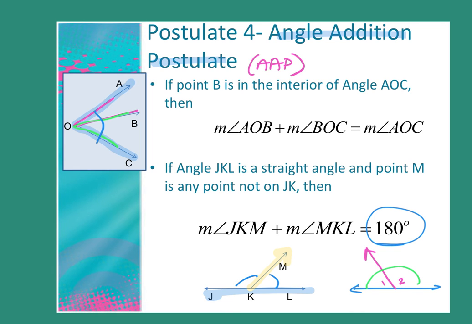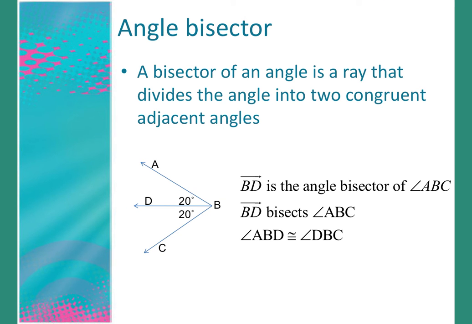Good? Yep. All right, an angle bisector. We did a segment bisector. Now we're doing an angle bisector. So the bisector of an angle is a ray that divides the angle into two congruent adjacent angles. So it's cutting the angle in half.